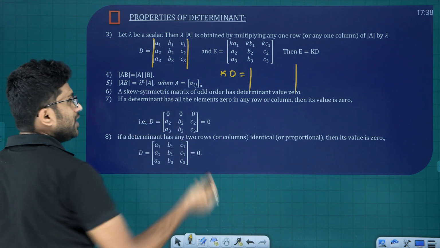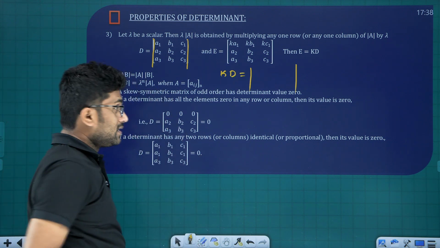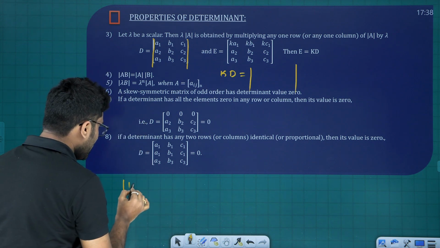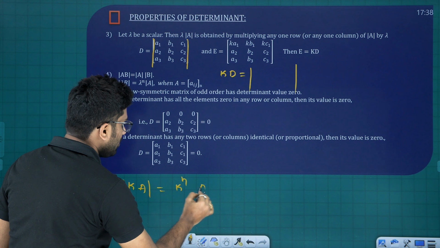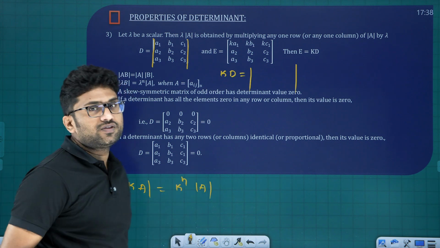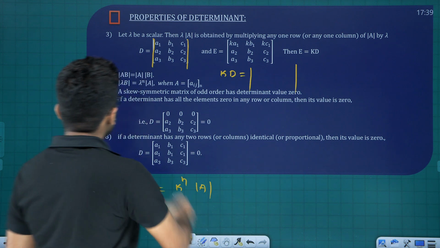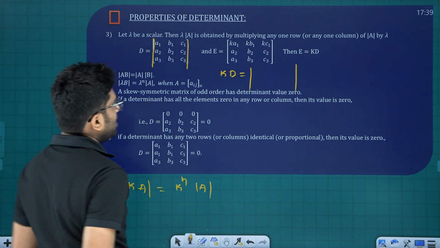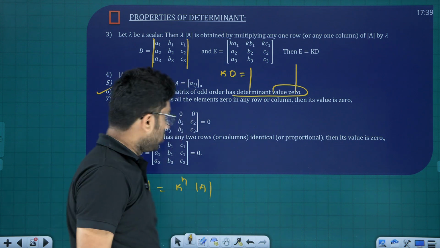Next, determinant of AB is det A into det B. Determinant of kA is equal to k power n into determinant of A, where n is the order of the given square matrix, and this is again important. Next, a skew symmetric matrix of odd order will always have its determinant value 0.